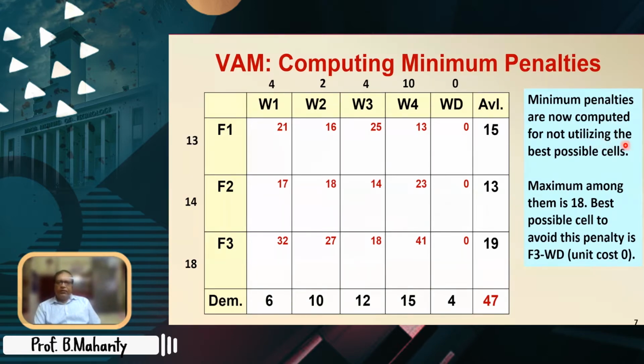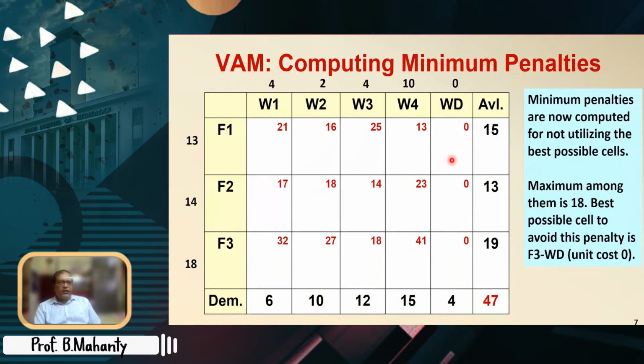Minimum penalties are now computed for not utilizing the best possible cells. So what is the minimum penalty for this particular column? Smallest value is 17. Next smallest value is 21. So minimum penalty is 4. Here the minimum value is 16. Next best is 18. So 2. Here it is 14 and 18. So 4. 13 and 23, 10. 0 and 0. So 0.